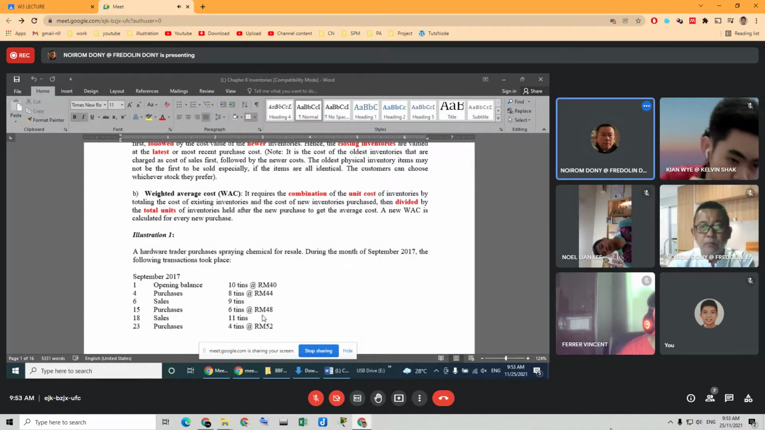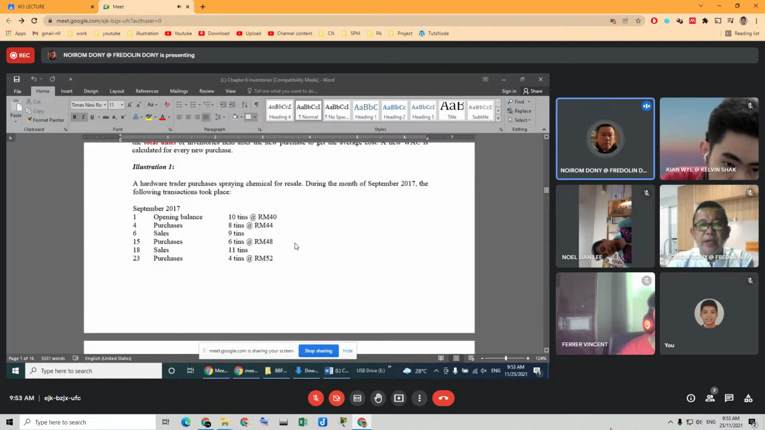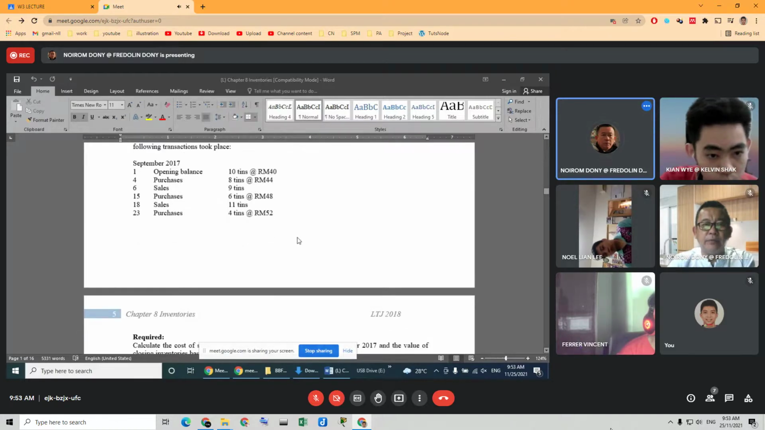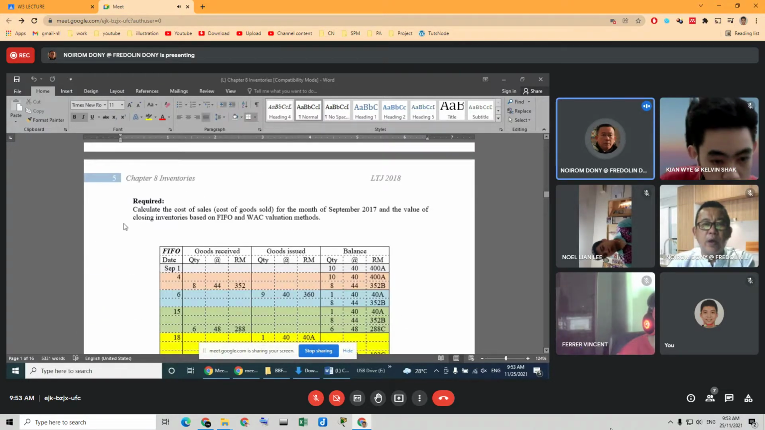Okay. Now let's do the first in, first out. Required: calculate the cost of sales. You need to determine what they need. The cost of sales means the same as cost of goods sold, for the month of September 2017, and the value of closing inventory based on first in, first out and weighted average valuation methods. So there are two things that we need to determine.